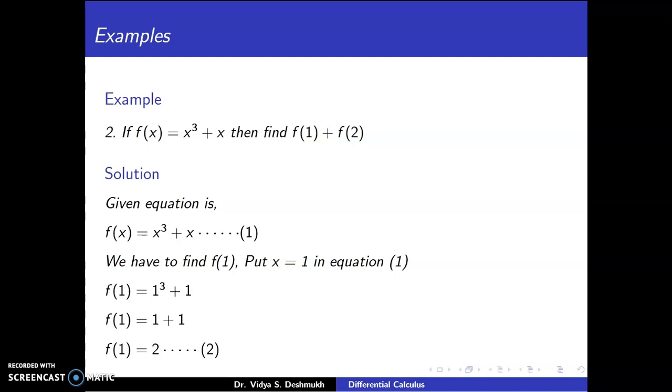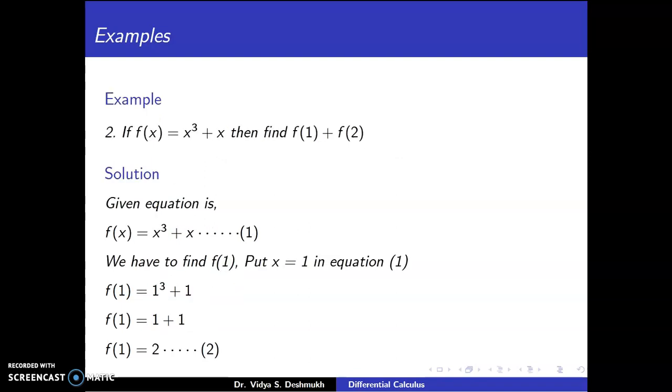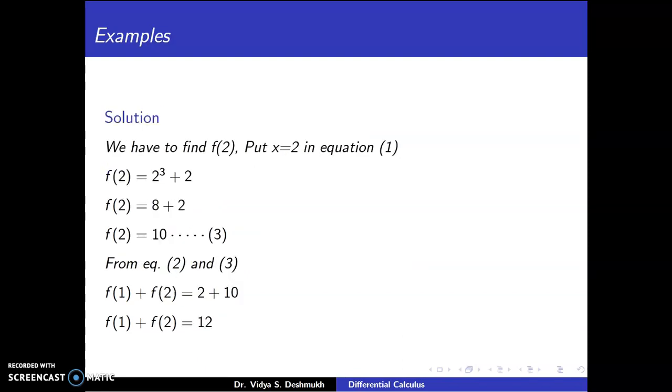Okay, now the next, for this example we have to find out again the value of f of 2. Okay, so put x equals 2 in equation 1. Look at here, this is our equation 1, x cube plus x. Substitute here x equals 2. Okay, now f of 2 is equal to 2 cube plus 2, that is f of 2 is equal to 2 cube means what? 8 plus 2, and 8 plus 2 is 10. So we get here the value of f of 2 is equal to 10.